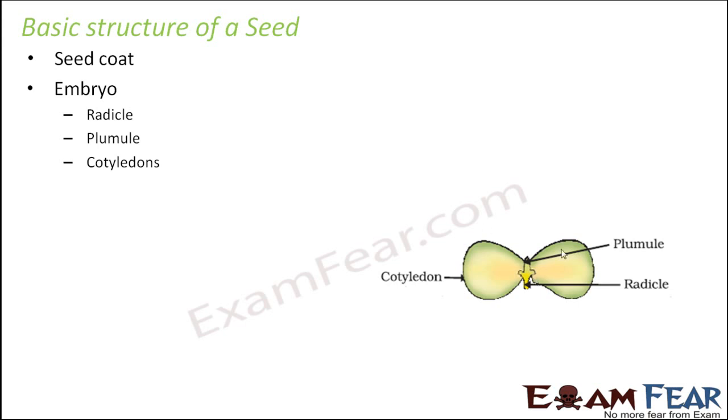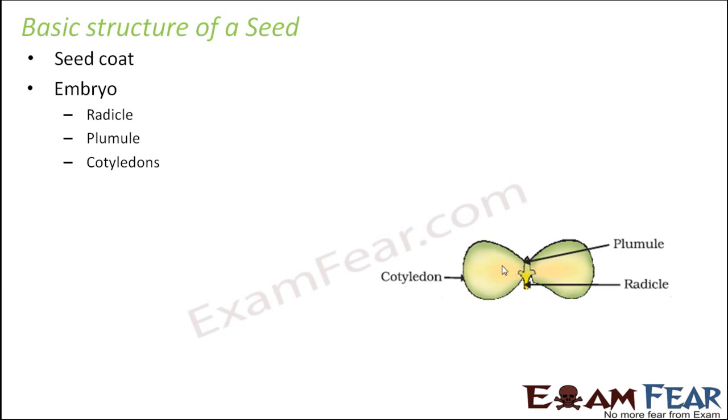Inside the seed you have the embryo. This is how the embryo looks. In the embryo you have cotyledons, which are also known as the seed leaves. These two are the cotyledons. You have a small plumule and a small radicle. The radicle later grows to become the root system. The plumule later grows to become the shoot system. And what are cotyledons? Cotyledons are the seed leaves which provide food to the embryo.